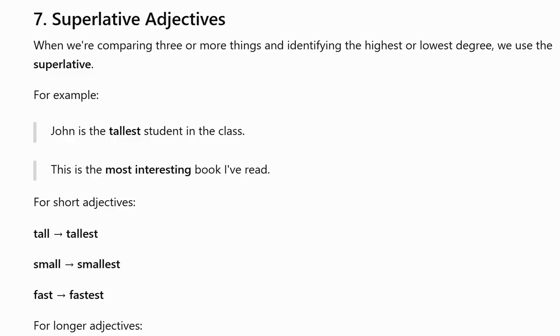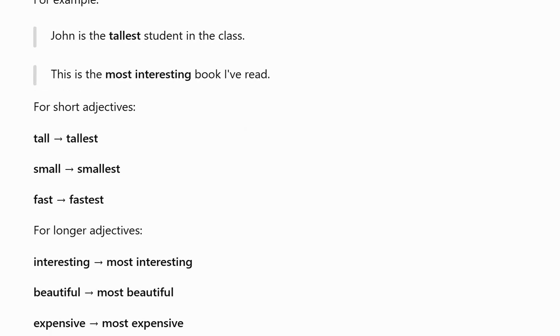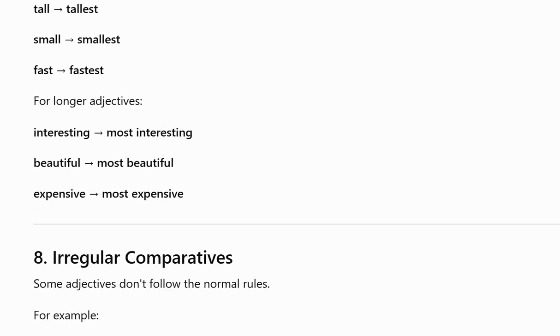Superlative adjectives. When we are comparing three or more things and identifying the highest or lowest degree, we use the superlative. For example, John is the tallest student in the class. This is the most interesting book I have read. For short adjectives: tall, tallest, small, smallest, fast, fastest. For longer adjectives: interesting, most interesting, beautiful, most beautiful, expensive, most expensive.